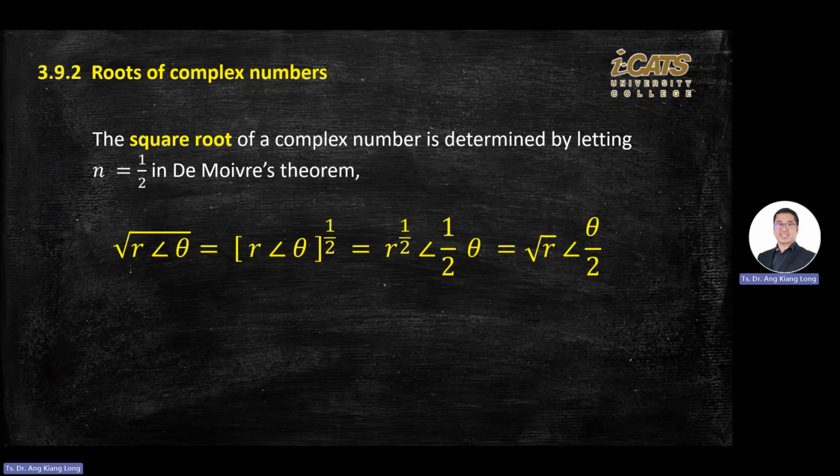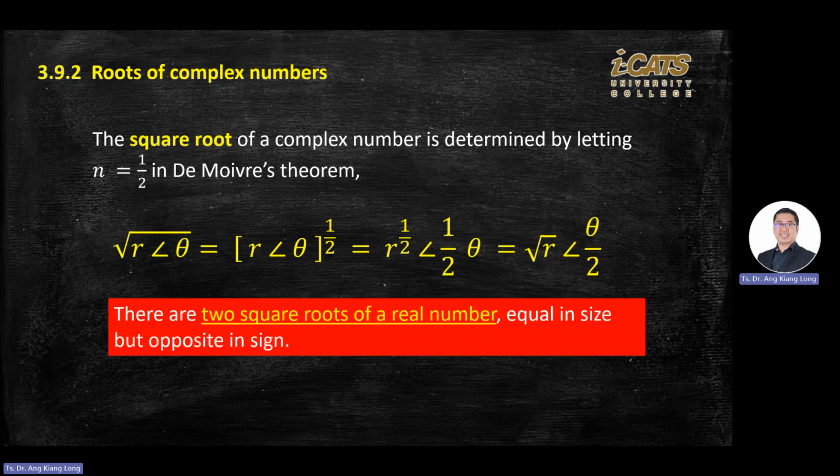So you will get the square root of r, and you change the angle theta into half theta in the exponential. By using De Moivre's theorem, you always multiply the angle with the exponent, and the real component you take the root of. You know that a square root always has two answers, two roots or two solutions. One is negative, one is positive.